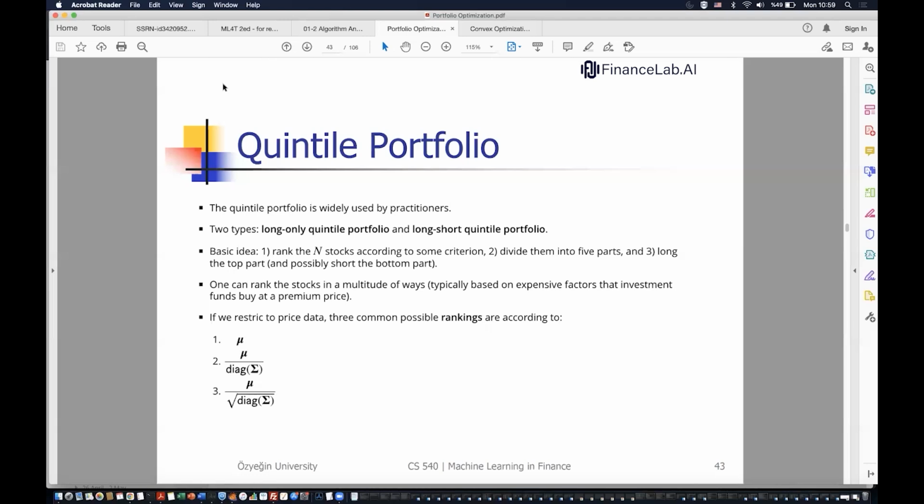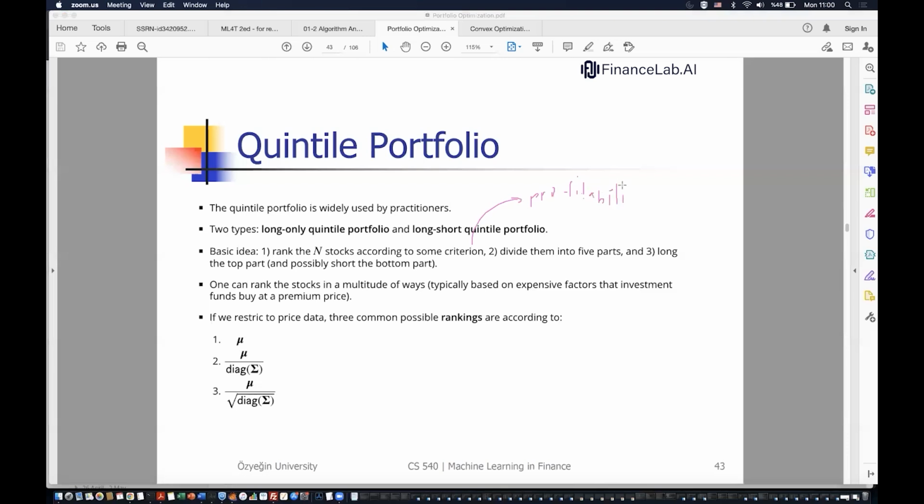So we have n stocks in the universe. What we do here is, according to some criterion or some signal, for instance, this can be profitability, we come up with a metric that calculates the profitability of the companies. Profitability, this is just an example.